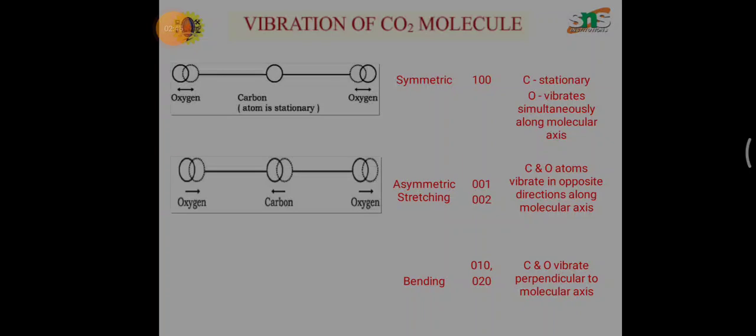And asymmetric stretching. So here all the three atoms will vibrate. So here the oxygen atoms vibrate in the opposite direction to the vibration direction of the carbon atom, which gives the quanta of frequency 001 and 002. And bending mode. So here the atoms will not be linear. So rather the atoms will vibrate perpendicular to the molecular axis. So this gives rise to two quanta of frequency represented by 010, 020.